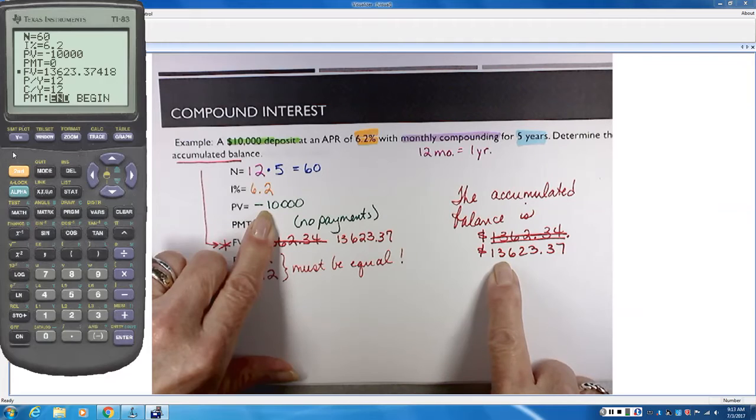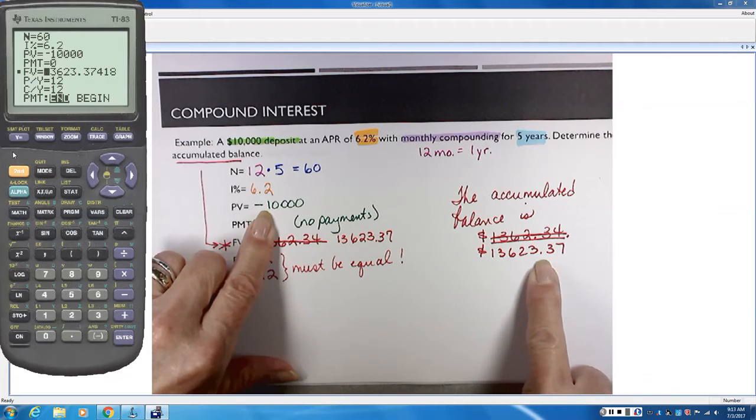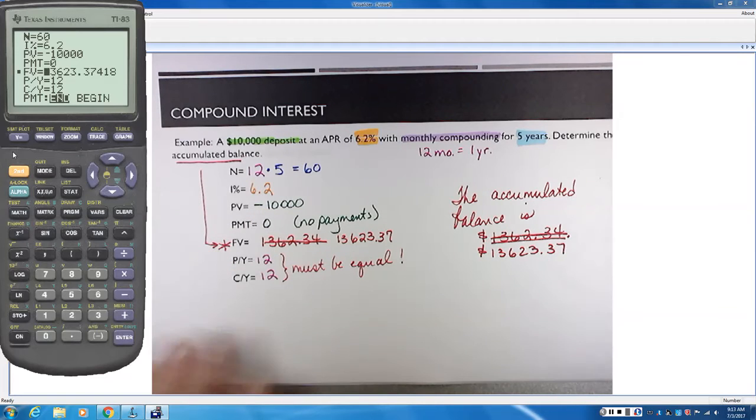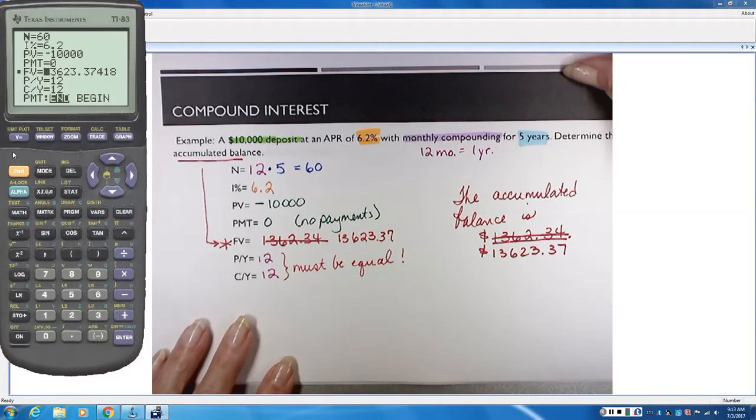Okay? Now what that means is that even though you pay out $10,000, at the end, you gain $3,623.37. That was just in interest. That's putting your money to work for you.